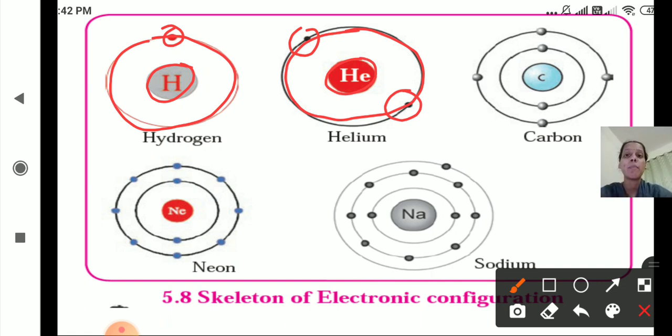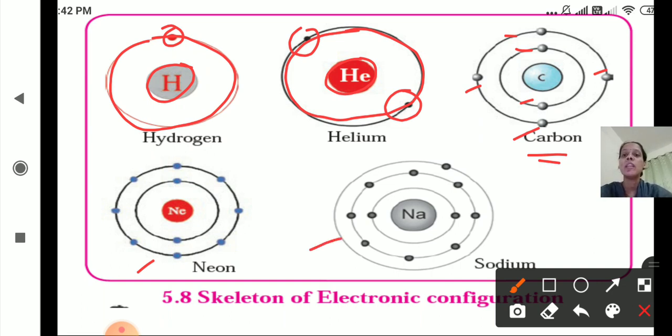The third one, carbon, is shown here. In the K shell, as you can see, 1, 2, so 2 electrons, and in the L shell 1, 2, 3, 4 electrons. Why? Because the total number of electrons is 6. So 2 in the K shell and 4 in the L shell. Now neon is the same way, and here it is sodium.